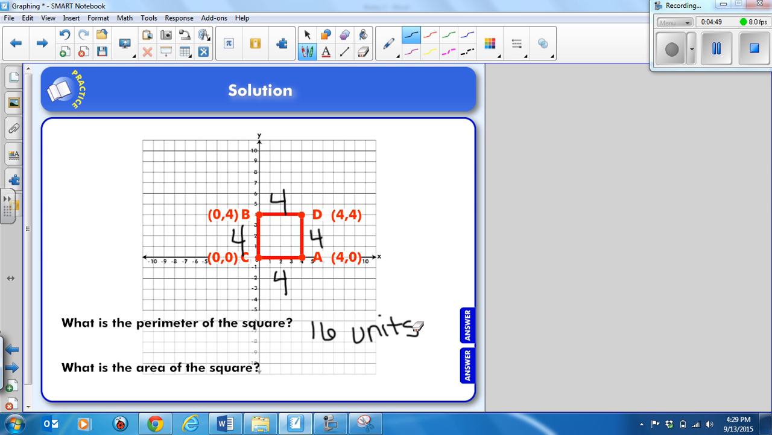Now it says, what is the area of a square? Now remember, our perfect squares, we've already learned that was the area of a square. So we're going to come down here, and we just say 4 squared equals 16. And that would be units.